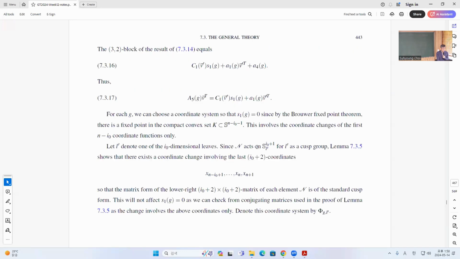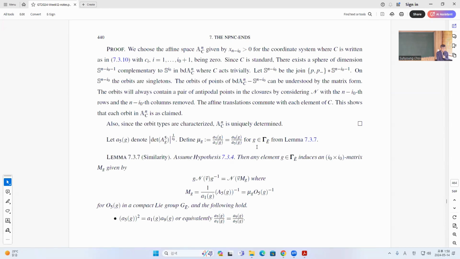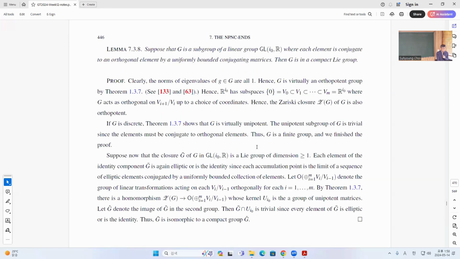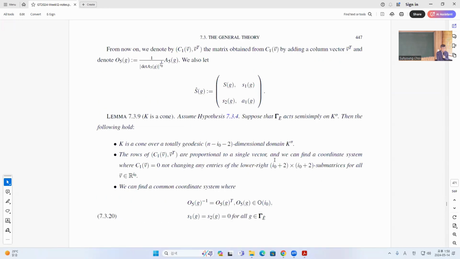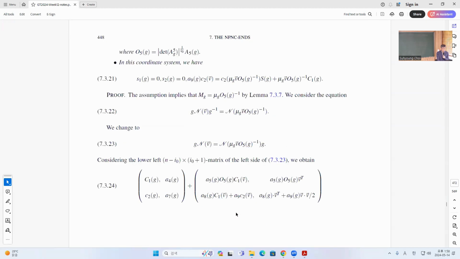So that's how I prove this similarity theorem, and then next I show that K is actually a cone. So K has to be a cone over some one-dimensional convex domain, and then we can actually find the coordinate where it's actually orthogonal. These are actually orthogonal, and so on.